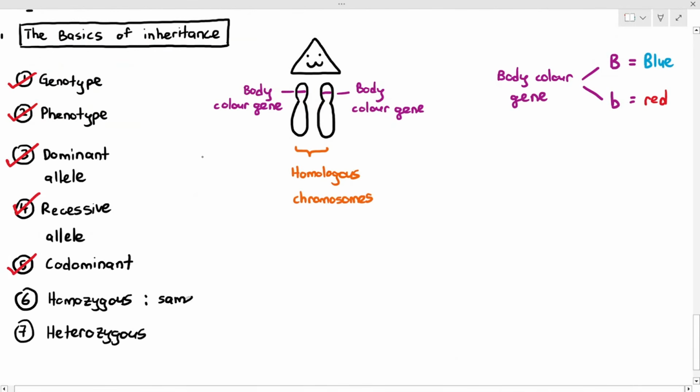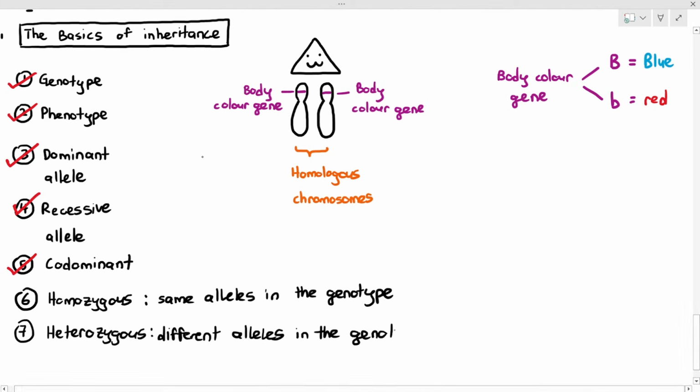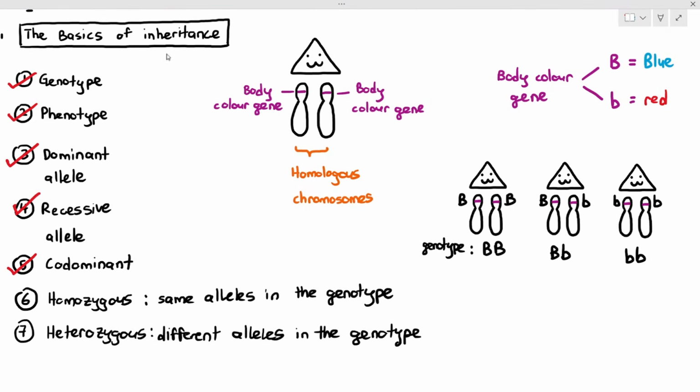Now, the last one that we just have to look at is something called homozygous and heterozygous. Homozygous just means same alleles in the genotype. Heterozygous just means different alleles in the genotype. So for example, homozygous is large B, large B, and also small b, small b. Heterozygous is different alleles, so it's large B, small b.